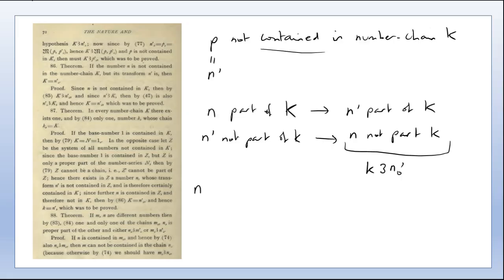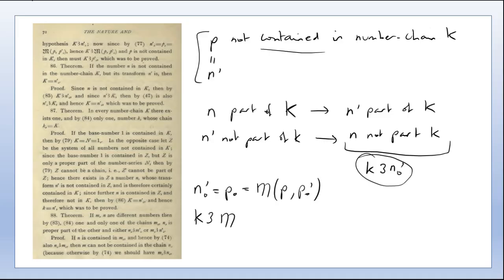So let me follow what Dedekind is writing a bit more closely. We've got N naught primed is equal to P naught. Okay, I'm happy with that because we know that P is equal to N primed. P naught is equal to, so this is 77, P and P naught primed. And K is a part of N naught primed.